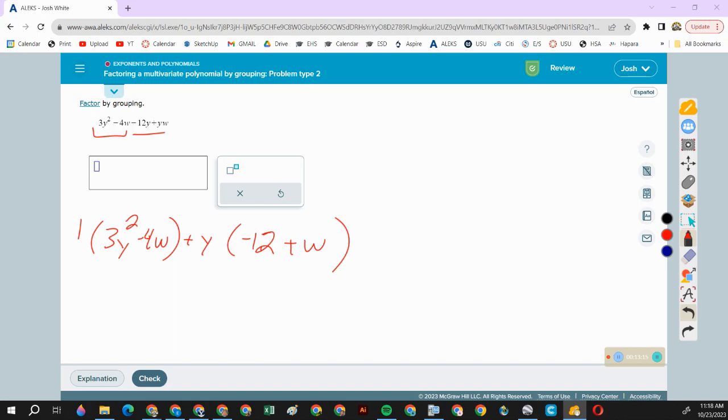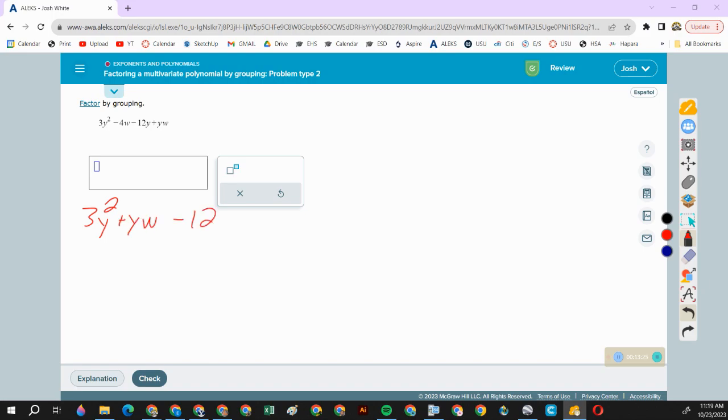Do those match? No, but could I rearrange it in such a way that it would match? Yeah. So what if I did 3y squared plus yw minus 12y minus 4w? Now, what do those share? A y. So 3y plus w. What do these share? A negative 4. Negative 4 times 3y plus w.